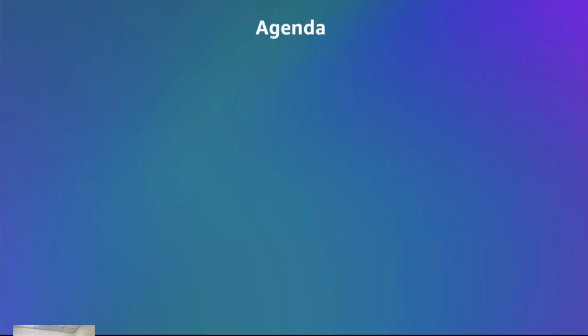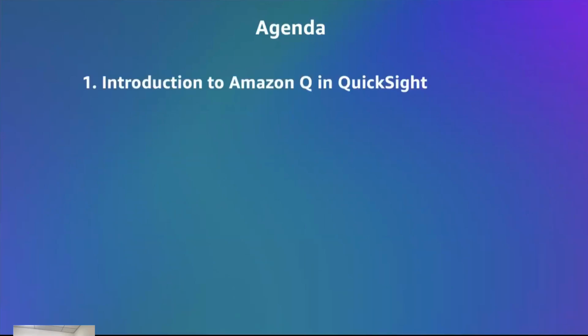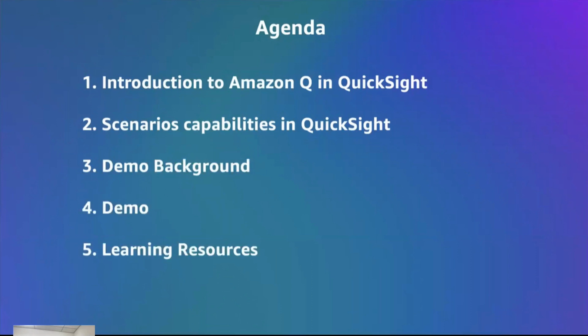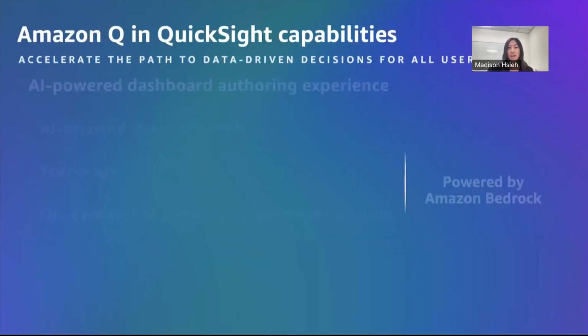Okay, so a brief look at today's agenda. I'm going to go quickly through an introduction of Amazon Q and QuickSight and the scenarios capabilities. I'm just going to do a very high-level overview, but feel free to dive deeper with the resources that I'm going to provide at the end. I really just want to focus on the demo today. And then I'll do a demo background, explaining the data sets, what the use cases and problem is that we're trying to solve. And then I'll run through the demo and share some learning resources.